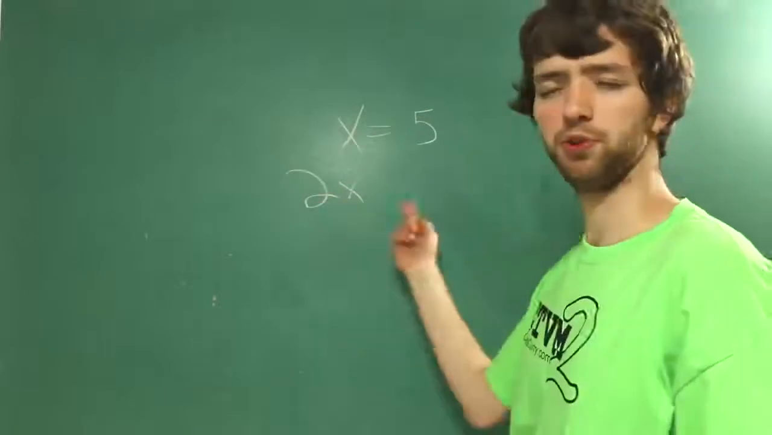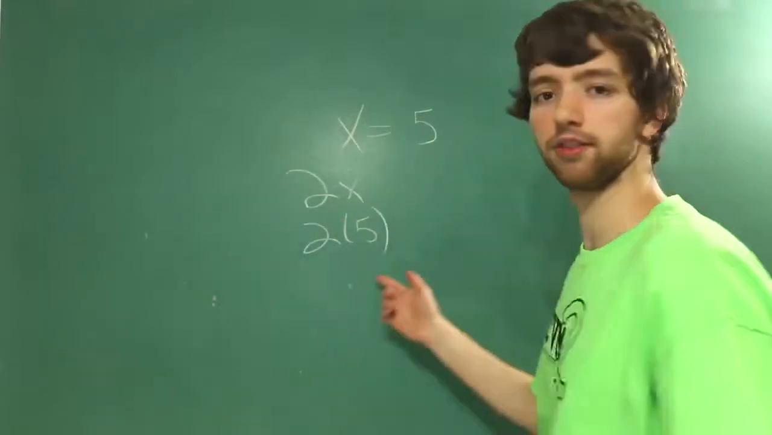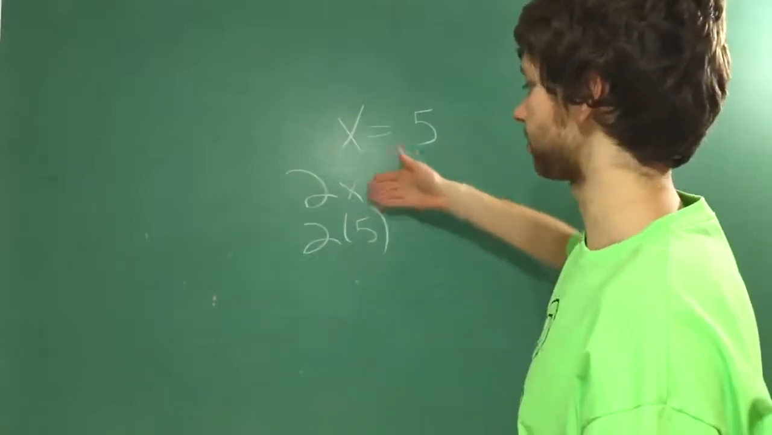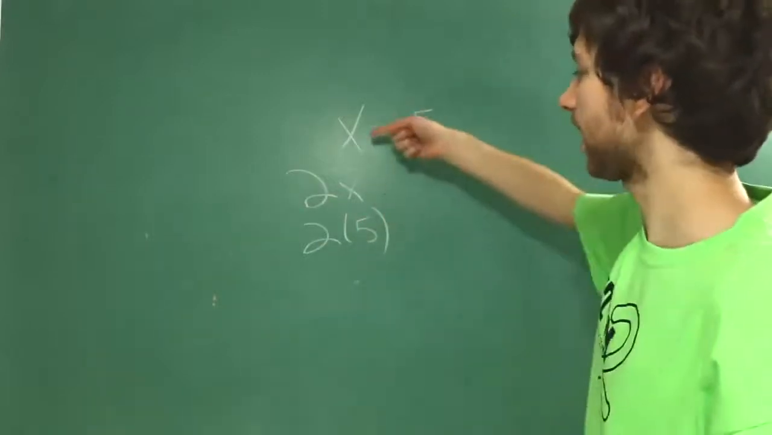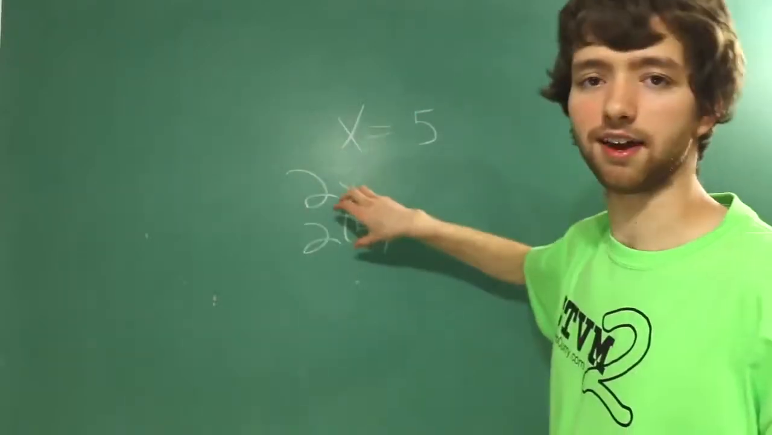And then you could either do 2x or you could do 2 times 5, and these are essentially the same thing. So wherever x is, you can basically take that data and replace x.